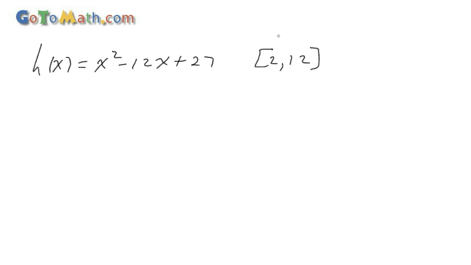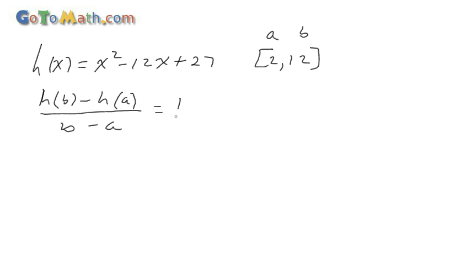Okay. So let's pretend this says A and B here, and more generally we're looking at h of B minus h of A, and then B minus A. That's going to be the slope of that secant line. When we take the derivative, we're going to plug C into it, and this is going to be the slope of the tangent line at C on that curve, which is going to be equal to the slope of the secant line.